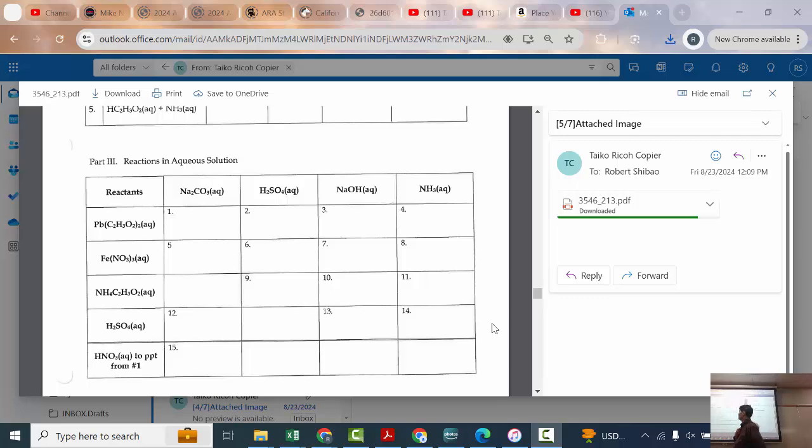We're going to do these reactions as demo reactions. So I'll do these at some point. But all of these are double replacement reactions. So if I take lead 2 acetate and sodium carbonate, what would I make?